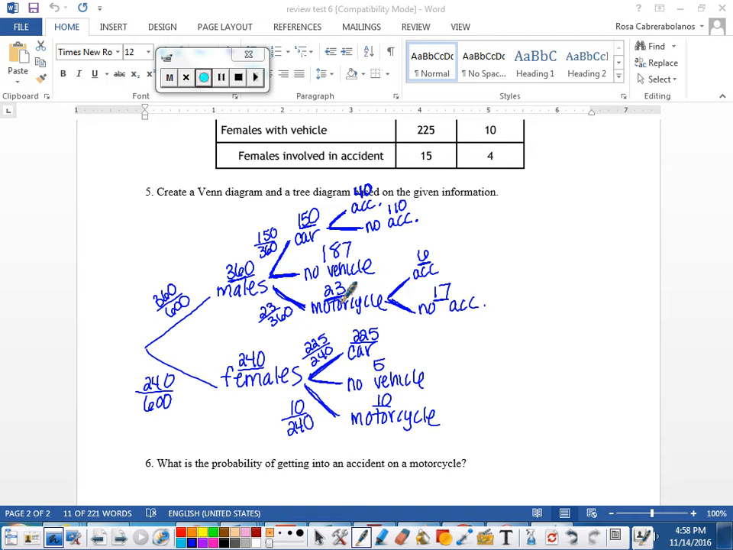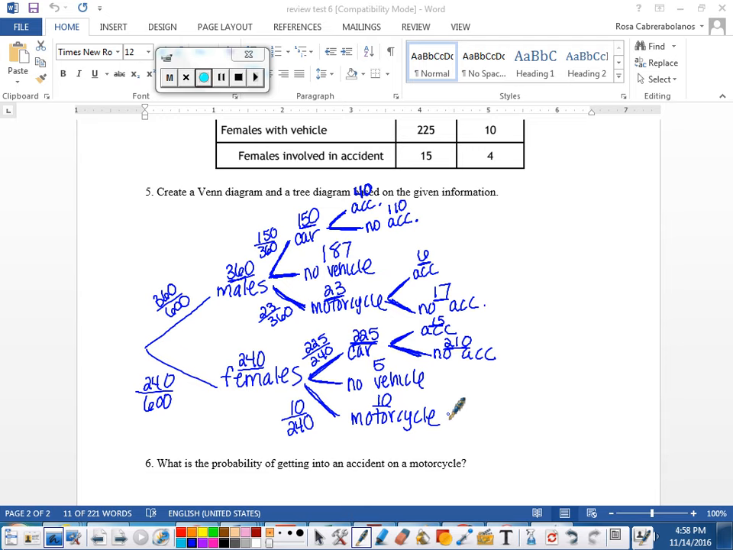For the females, 15 with a car had an accident. So 15, and that means the remaining 210 did not have an accident. 210 plus 15 gives me 225. If I want to find this branch right here, I'm going to do 15 divided by 225. If I want to find this branch right here, I'm going to do 210 divided by 225.